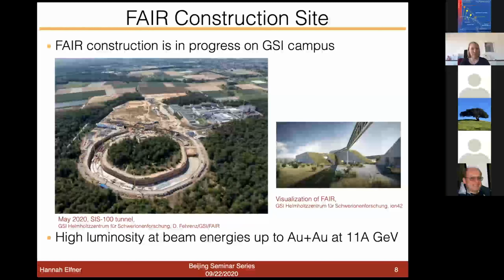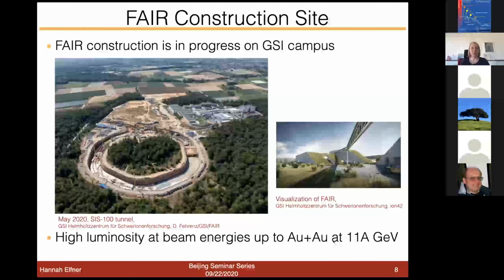And I think over here is the cave for the CBM experiment, the Compressed Baryonic Matter experiment, which is the one most relevant for the physics we are interested in, where they will shoot gold beams at a gold target with very high luminosities, up to 11 GeV. And on the right-hand side is a small visualization to give you some idea of how this is going to look if one visits it in a couple of years from the outside. So there's some nice greenery planned around it. Nevertheless, this is just what's going to happen very close by to where I am right now.